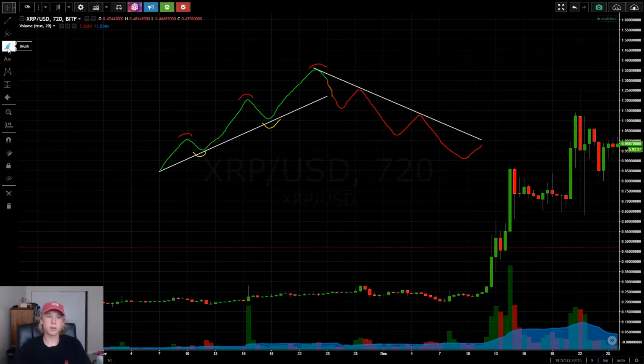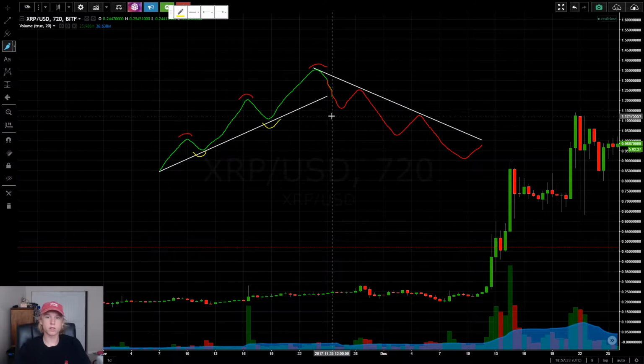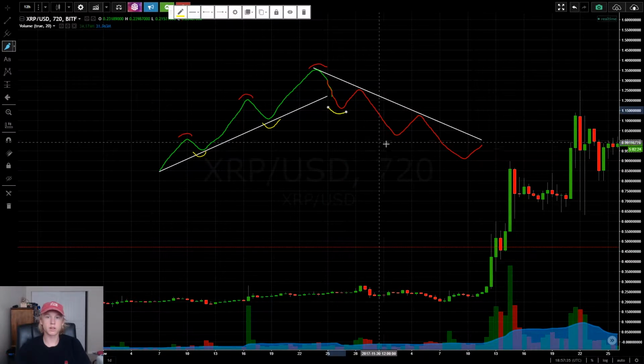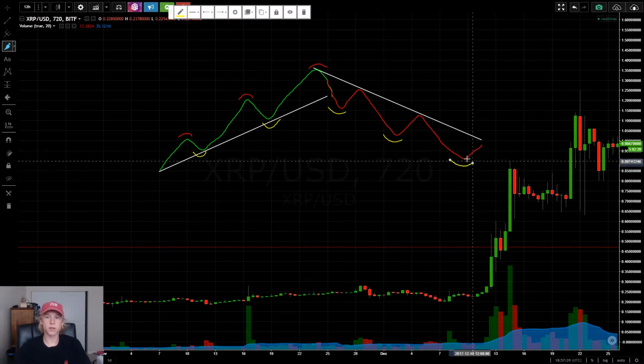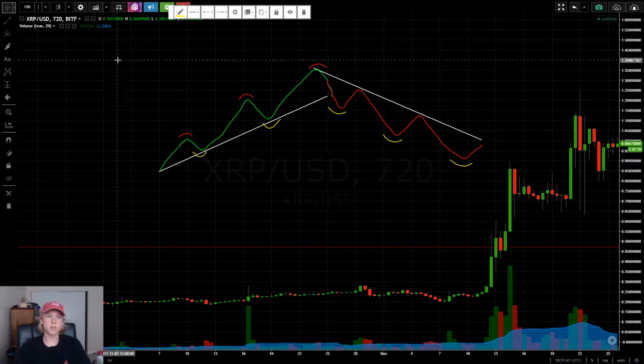Okay. Now, let's do the same thing for the bearish market. So, in a bearish market, remember, you're going to have a series of lower lows and lower highs. So, let's go through and mark the lower lows here. We'll mark them with yellow. So, lower low here, lower low there, and then one final lower low here. Now, if there's lower lows, there's got to be lower highs.